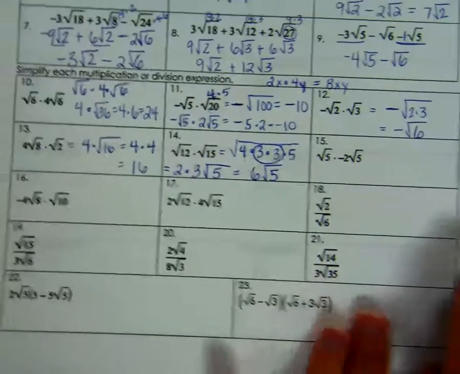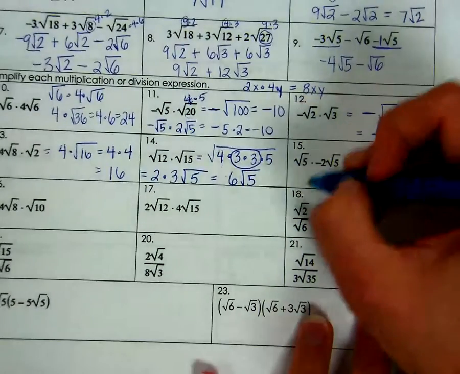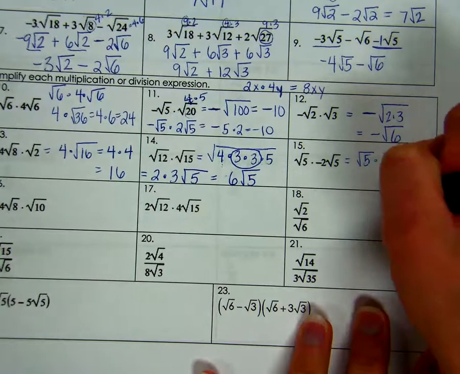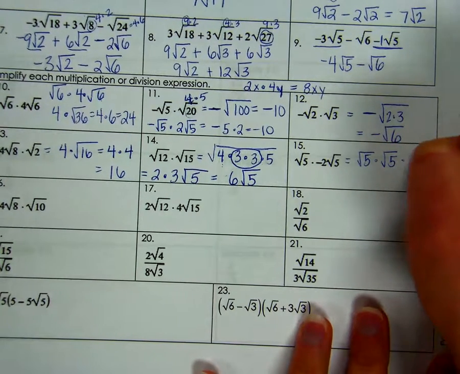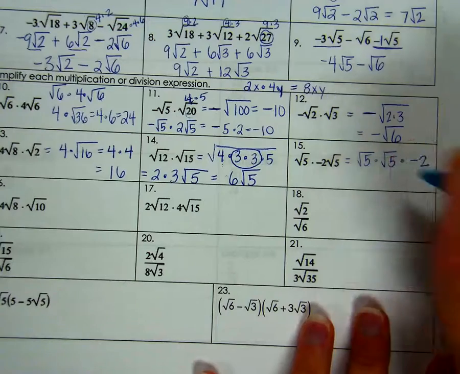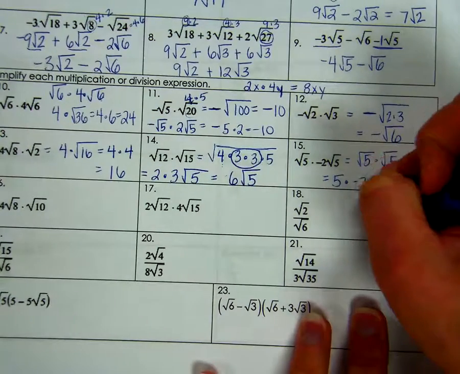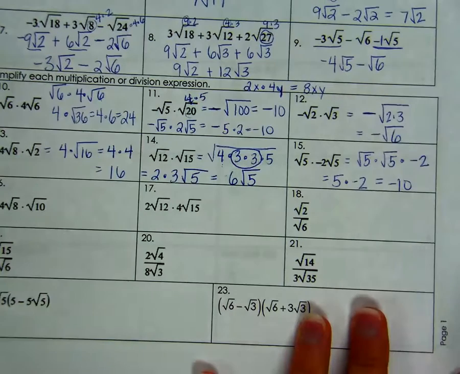For number 15, again, it's just a string of multiplication, so you can kind of change the order if that makes it easier for you to visualize. Square root of 5 times the square root of 5 is 5. 5 times negative 2 is negative 10.